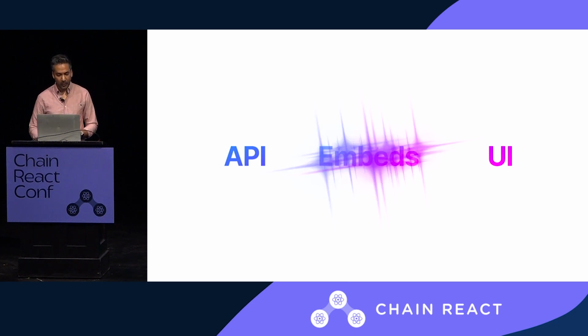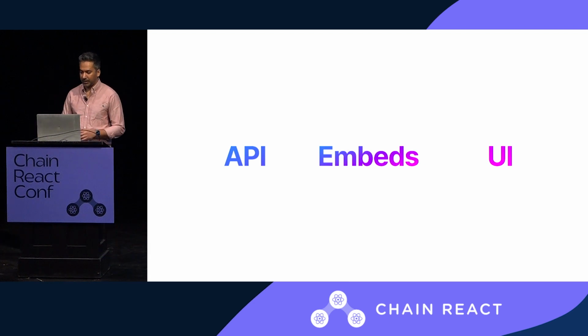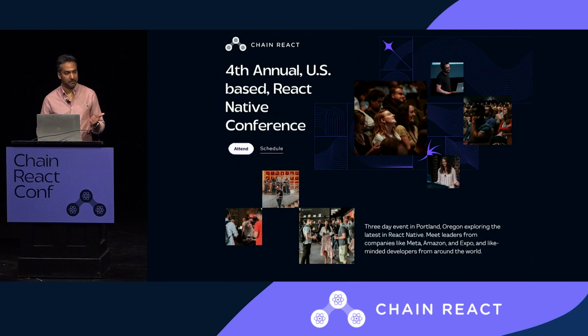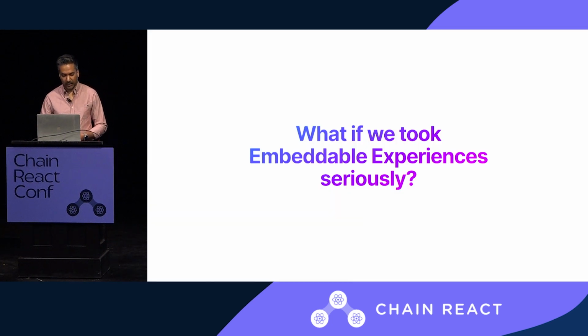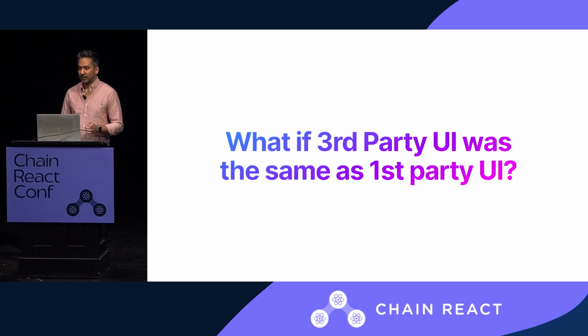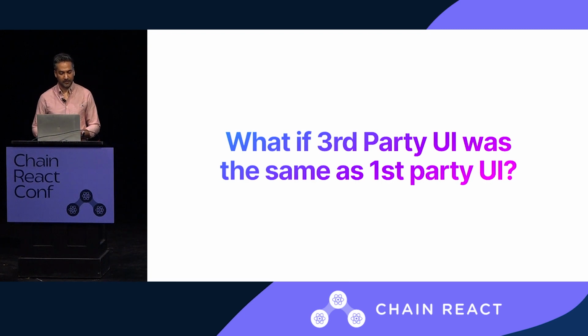What if we can bridge that gap with embeddable experiences where you can take any part of our UI and place that where the traffic exists, regardless of platform? What if Chain React wanted to use Guild for event registration and opt into our platform? They can just take our event button and put that on their page itself, right? It should be as easy as that. So all of this got me thinking, what if we took embeddable experiences seriously? What if third-party UI was the same as first-party UI? What would that actually look like?